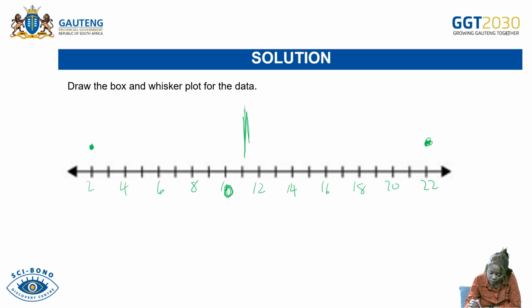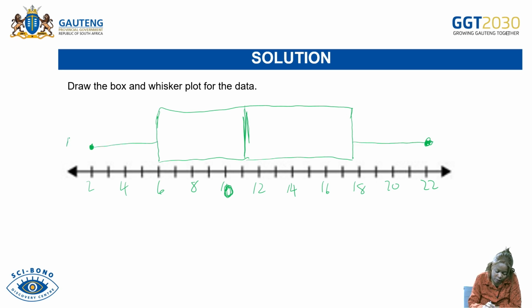And then I'll have my upper quartile as 17.5. This is 17, so 17.5 is going to be somewhere here. And then I'll have my lower quartile as 6. So I construct my box. So I have my minimum value, my maximum value, my Q1, my Q2, and my Q3.